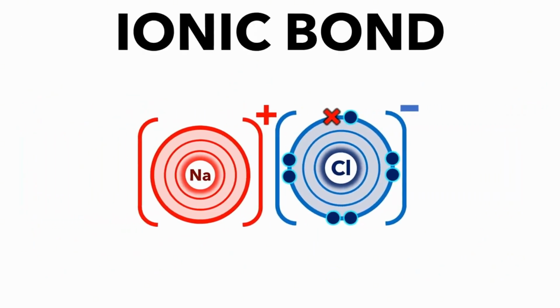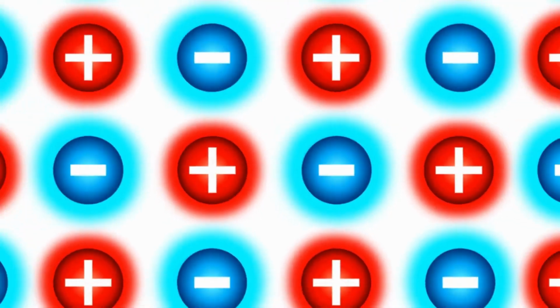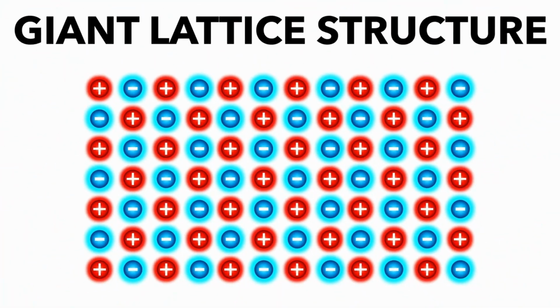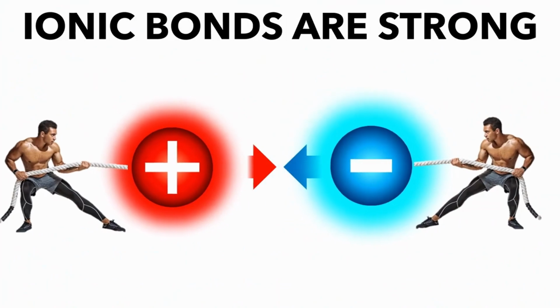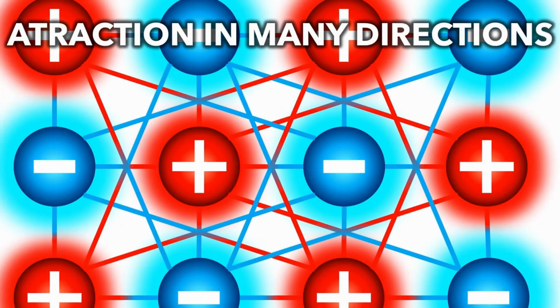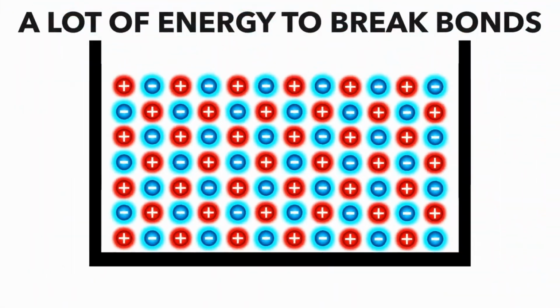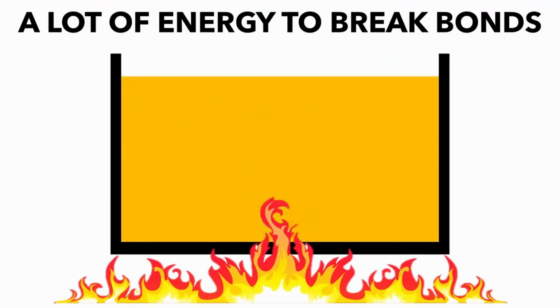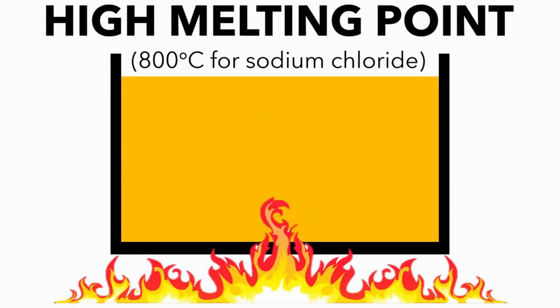Many ions attract to form a giant lattice structure, ionic compounds. Ionic compounds have interesting properties because ionic bonds are strong and act in all directions in the lattice. It takes a lot of energy to break the ionic bonds, giving ionic compounds a high melting point.